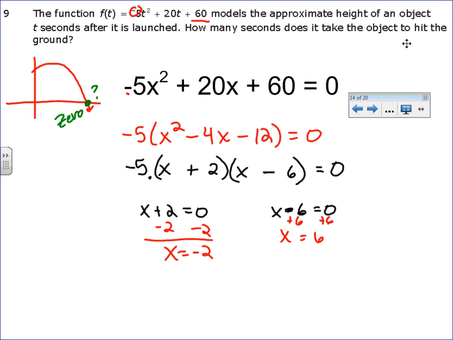And the question said how many what? Seconds. Can we do negative seconds? No. So my answer is 6 seconds.